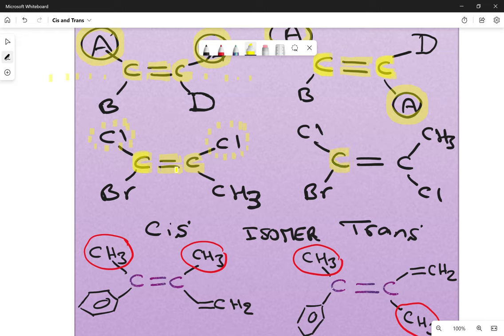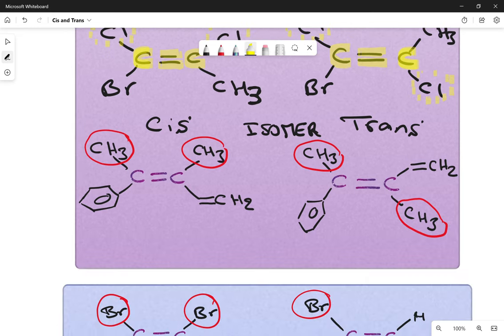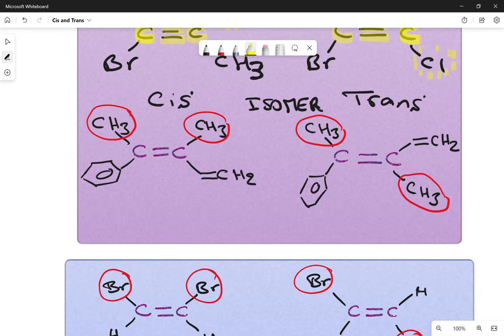Another example, for the trans, C double bond C is the first thing to look for. And on one carbon of the double bond, we have a Cl, and diagonally on the other carbon of the double bond, we have the same Cl. So we call it trans. It doesn't have to be Cl, it can be anything. It can be Cl, Br, iodine, methyl, ethyl, phenyl, anything, but they must be the same.